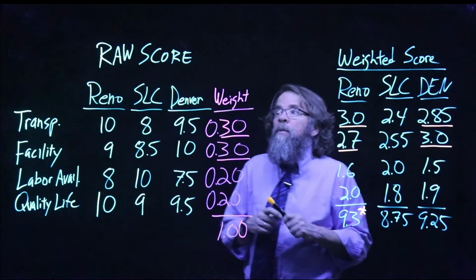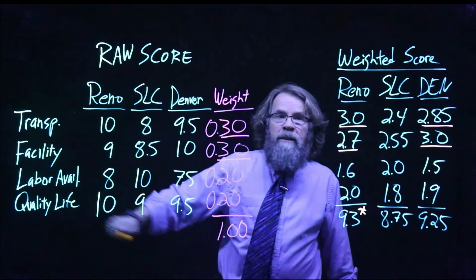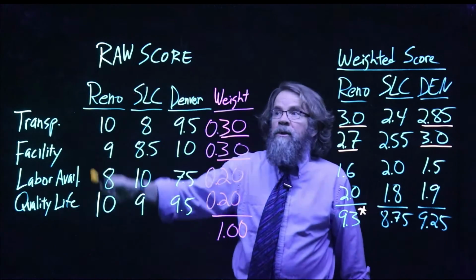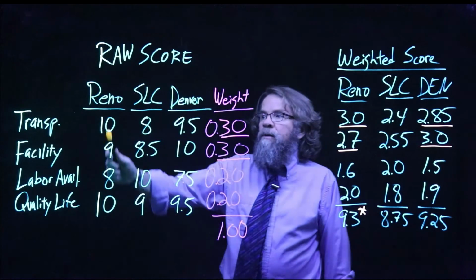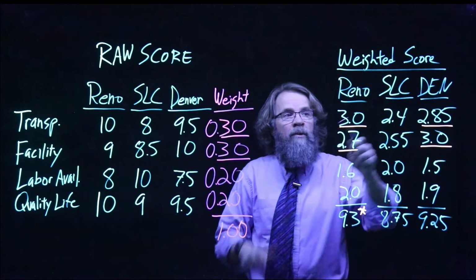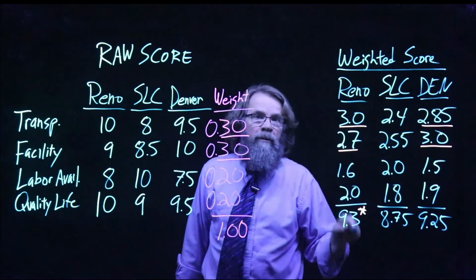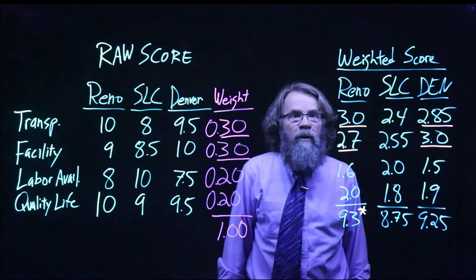So, to recap, we have a 10-point scale rating for every location on each category. We have a weight for each category. We take the score times the weight to get the weighted score. We add those up. We choose the location that has the highest overall score.